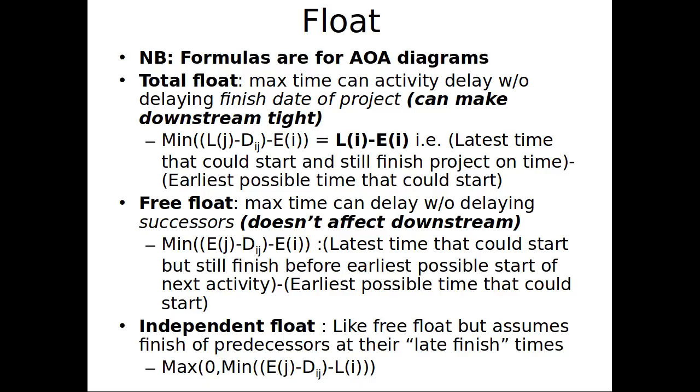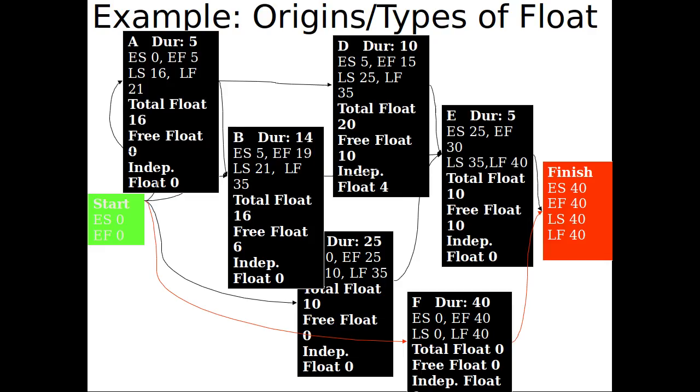There is this notion of free float, where it's not how much we can delay this without delaying the whole project, the delivery of the whole deliverable, but instead how much we can delay it without delaying any of our downstream nodes. And I give some examples of a graph where you can reason about this. Okay.